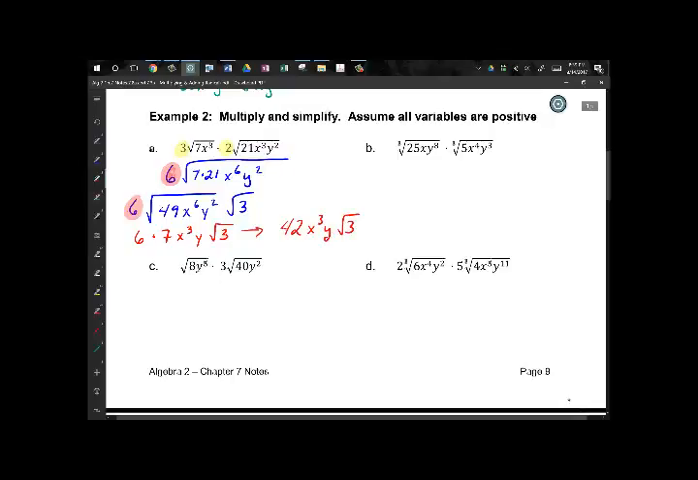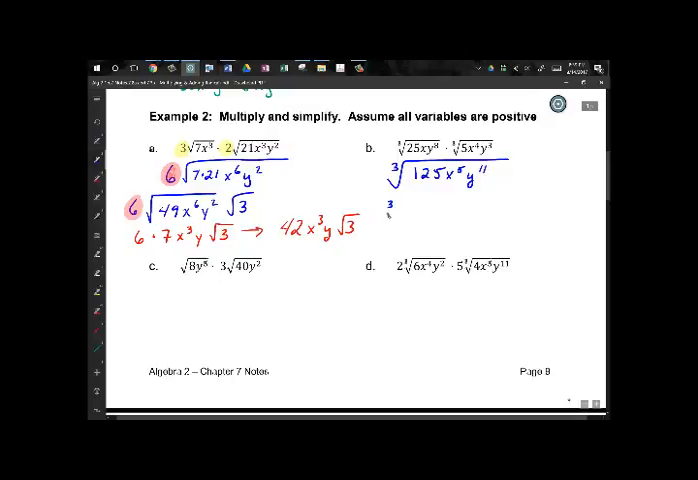Let's look at B. There's nothing out front of either radicand or either radical sign, so we're just going to multiply our numbers together, realizing we have cube roots. 25 times 5 is 125. X to the 1st times x to the 4th, we add our exponents and get x to the 5th. Y to the 8th times y to the 3rd, we add our exponents and get y to the 11th.